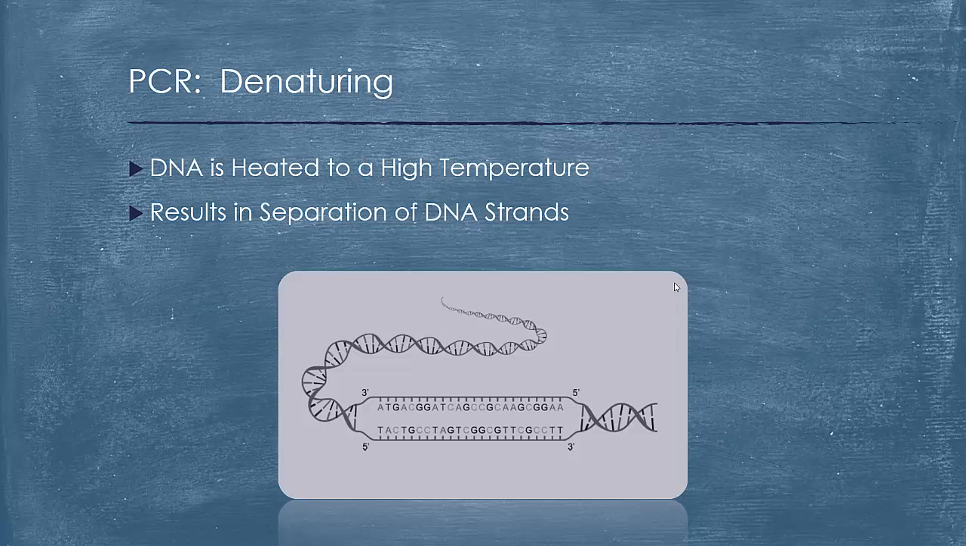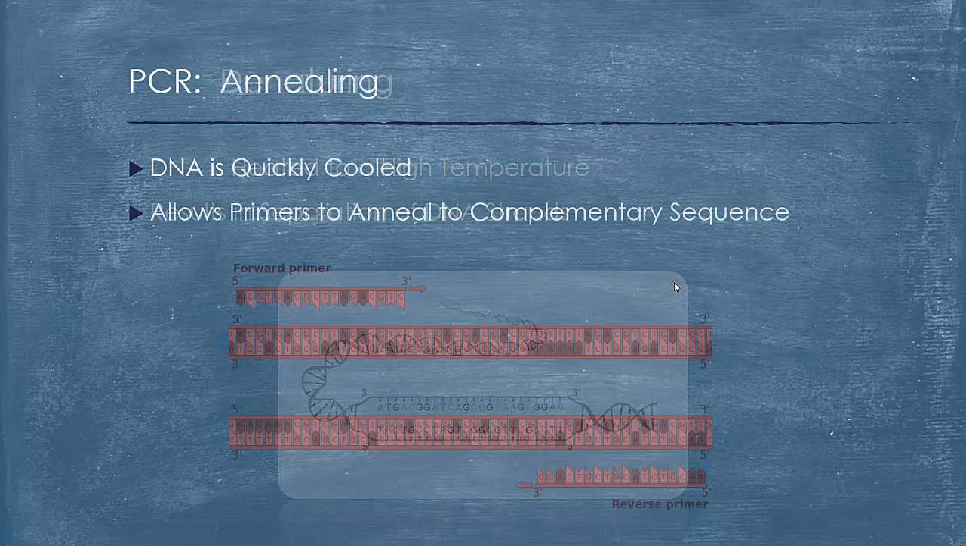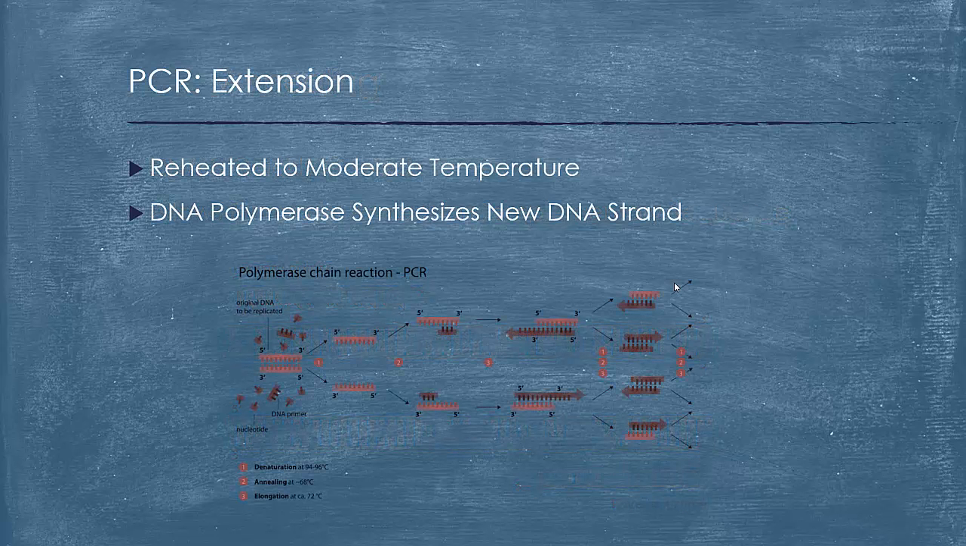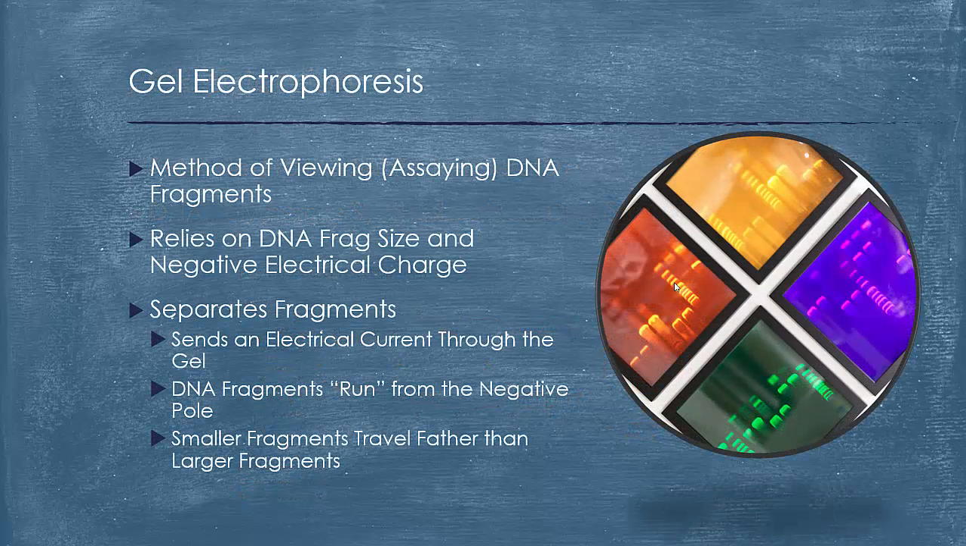So the denaturing step is when DNA is heated to an extremely high temperature, causing the 2 strands to separate. The second step is annealing, and this is when DNA is quickly cooled, allowing short single-stranded primers to anneal to their complementary strands. And then finally, we have extension. This is when it's reheated to a moderate temperature, which allows DNA polymerase to synthesize new DNA strands.